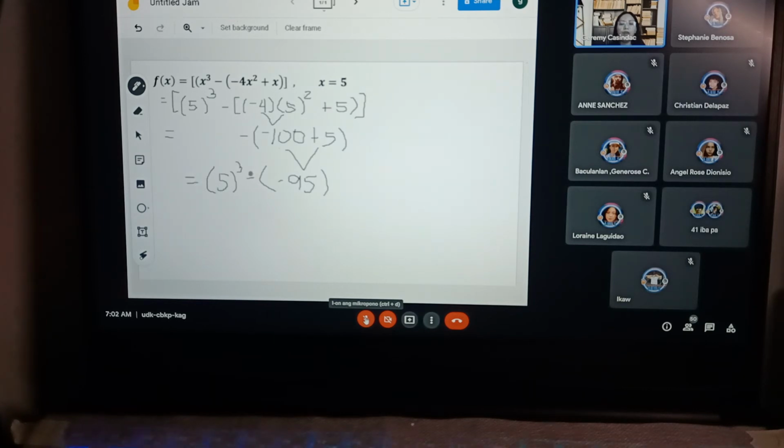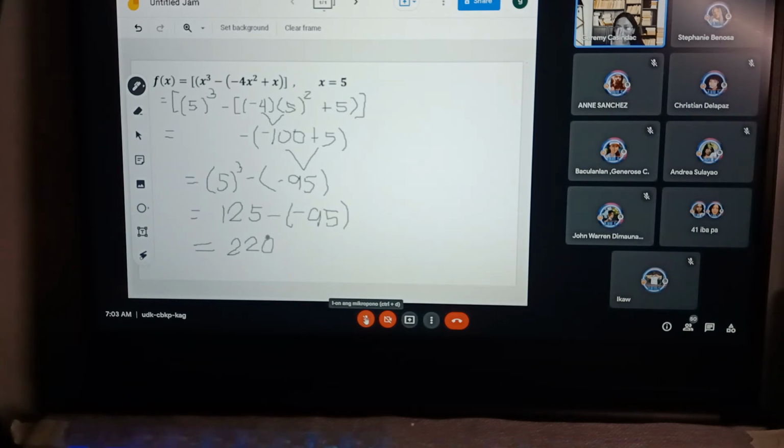Okay, so simplify 5 raised to 3, that is equals to 125. Okay, 125 minus negative 95. So what is the difference now, or the final answer rather? Positive 220.